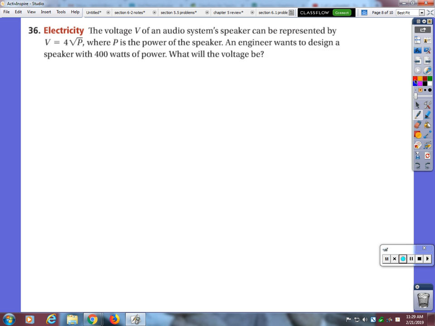Okay, so number 36 says the voltage V of an audio system's speaker can be represented by the equation V equals 4 times the square root of P, where P is the power of the speaker. An engineer wants to design a speaker with 400 watts of power. So that means P equals 400. What will the voltage of that audio system be?